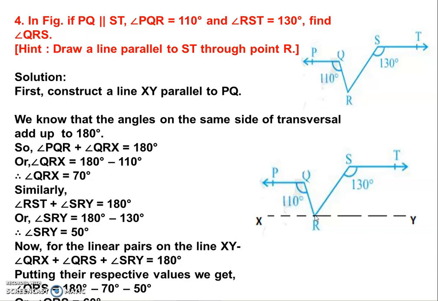So here first we have used that interior angles on same side of the transversal add up to 180 degree. So 130 plus this angle SRY, these two add up to 180. So with that we have found SRY as 50 degree. Also this angle PQR plus angle QRX, these two also add up to 180 degree. Also they are interior angles on same side of the transversal. So with that we can find this as 70. So this angle is 70, this angle is 50.